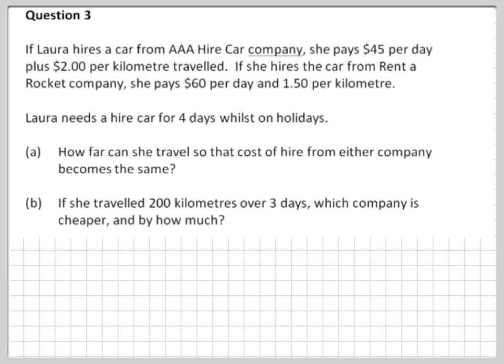Question 3. Okay, Laura is hiring a car from the AAA hire car company and she pays $45 a day plus $2 for every kilometre she travels. If she hires the car from Rent a Rocket, on the other hand, she pays $60 a day, which is more per day, but she pays less, $1.50 instead of $2 per kilometre. Okay, that's the idea. Now, Laura's got to work out which is the best way to go here, guys, and we are going to help her.